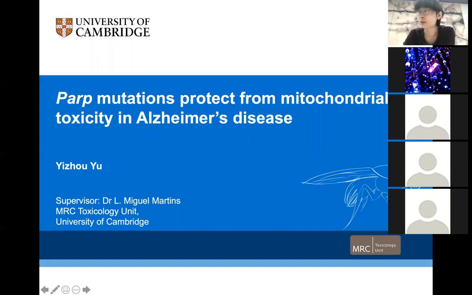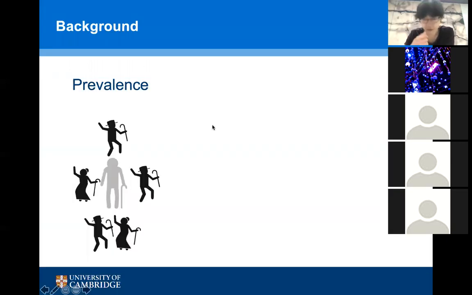So I'm Yizhou. I'm a PhD student from Miguel Martin's lab at the University of Cambridge, and I'll talk to you a bit about PARP mutations and Alzheimer's disease. First, I just wanted to say a bit about the background. Alzheimer's disease is very prevalent.